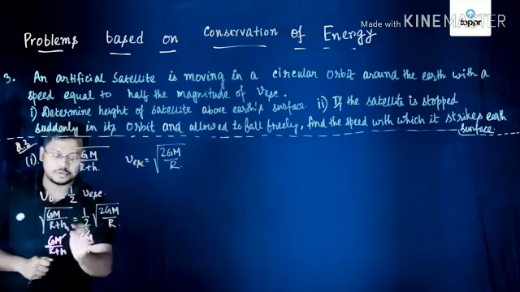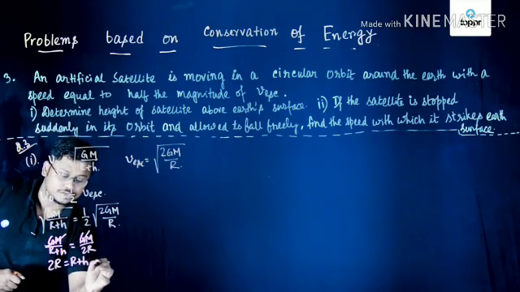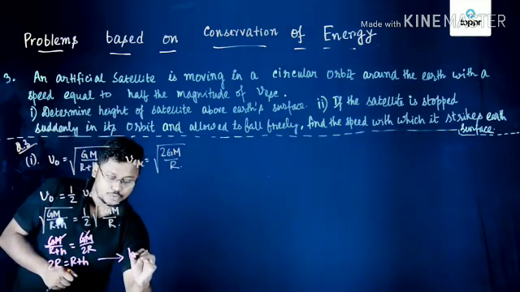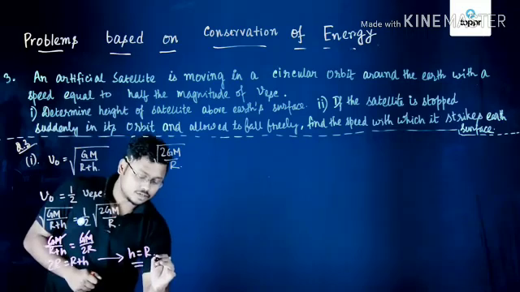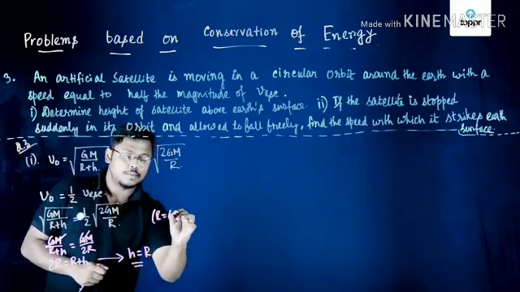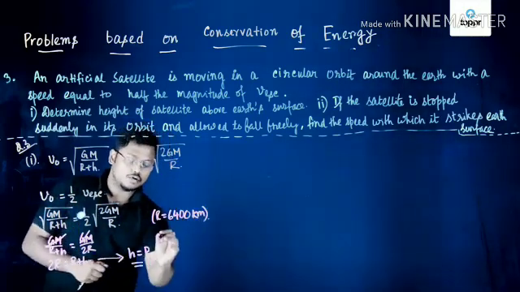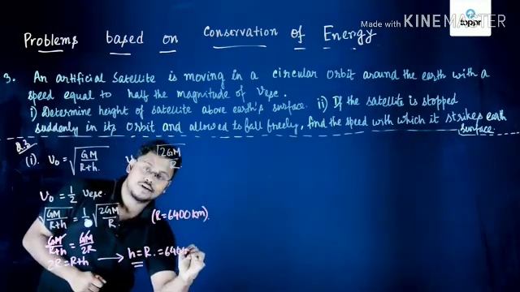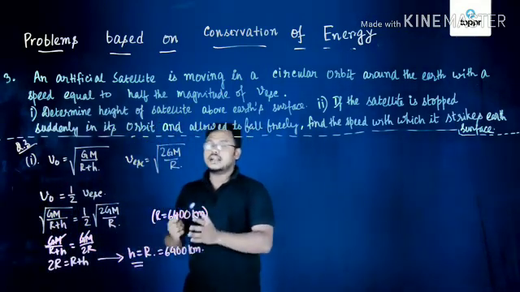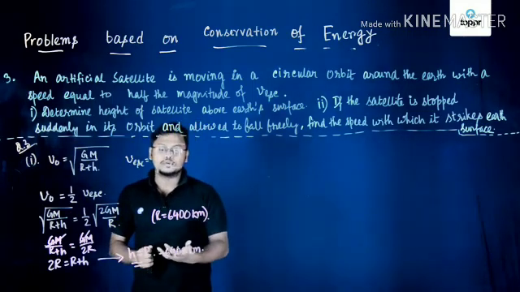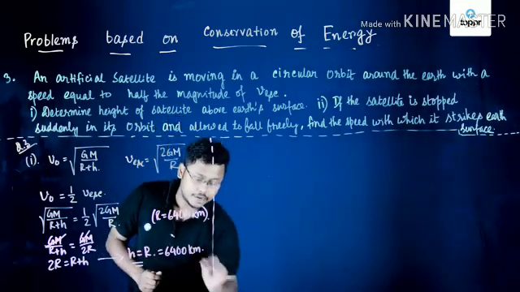So GM cancels on both the sides and we are left with 2R equal to R plus h, or from here I will get h equal to R. So what is R? We know the radius of the earth is given as R equals about 6400 kilometer. So the value of h will be 6400 kilometer. So this is the value of the height h where the artificial satellite is revolving around the surface of the earth. Now let us look at the second part of the problem.